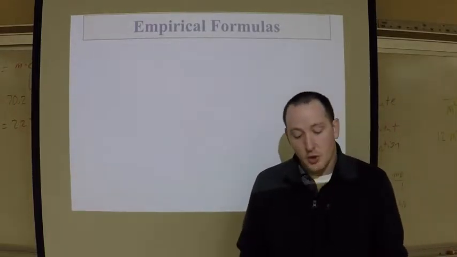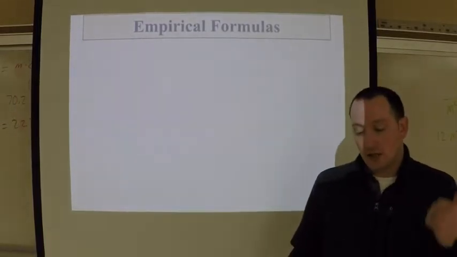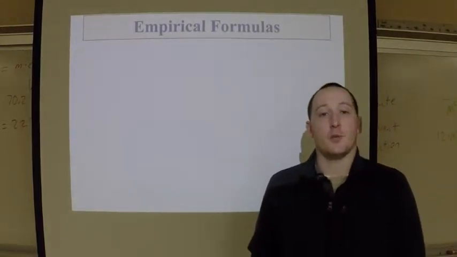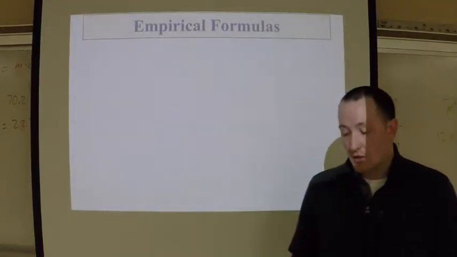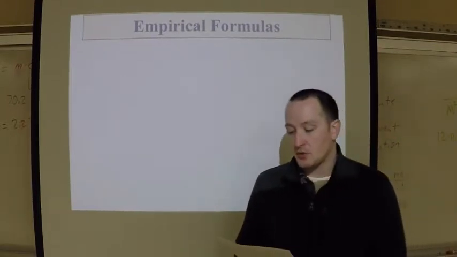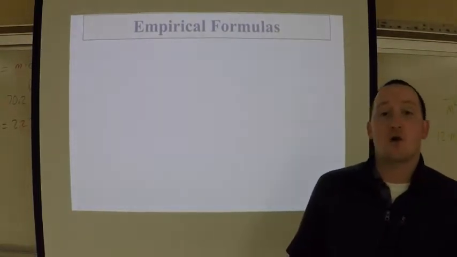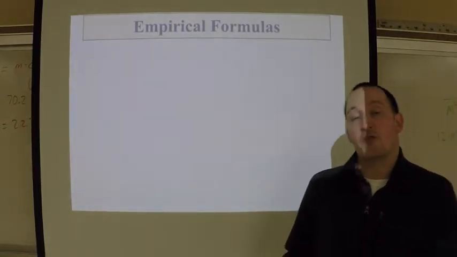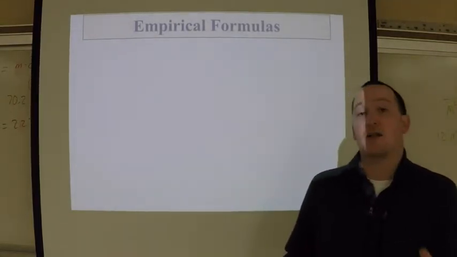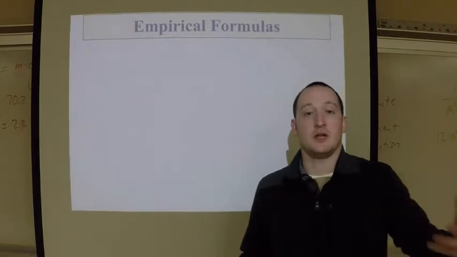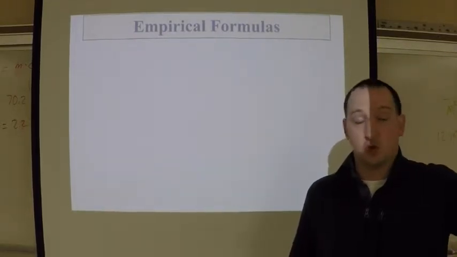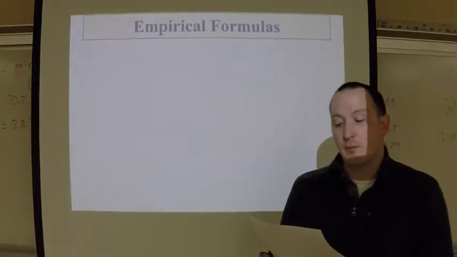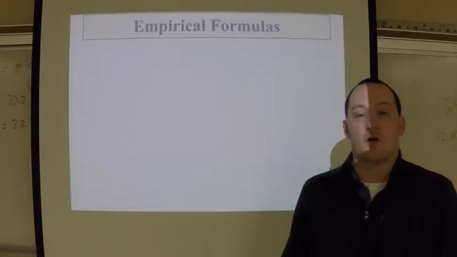What you should know how to do in this lesson: your first objective is you should be able to determine the empirical formula of a compound. Your second objective is you should be able to determine the empirical formula from percent composition data. And then your goal, the thing you should be able to do, is apply lab information, either information you do yourself in lab or information that's given to you, to determine the empirical and molecular formula of a compound.